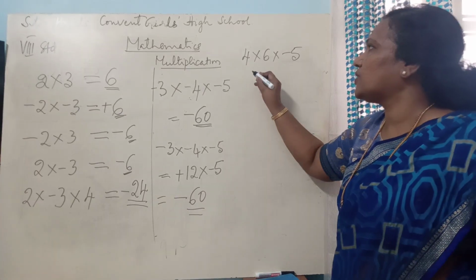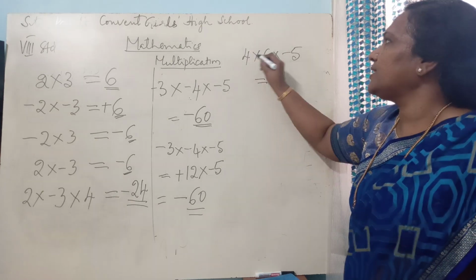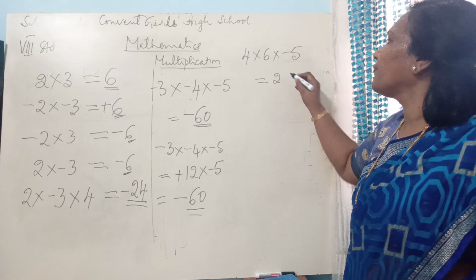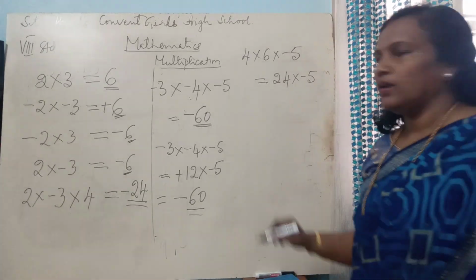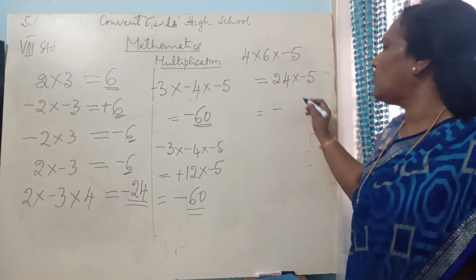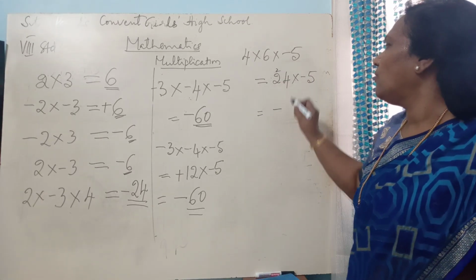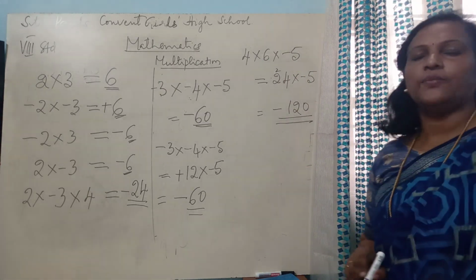If you take the first two, this is equal to 4 6s are 24. Plus into plus is plus, into minus 5. Plus into minus, that is minus. 5 4s are 20. 5 2s are 10 plus 2 is 12, so minus 120.